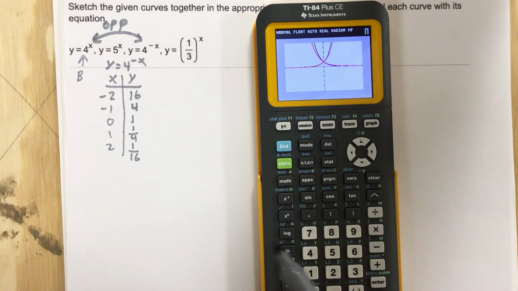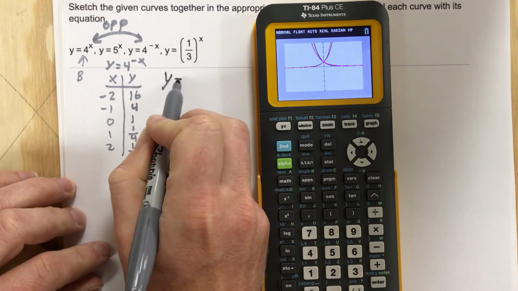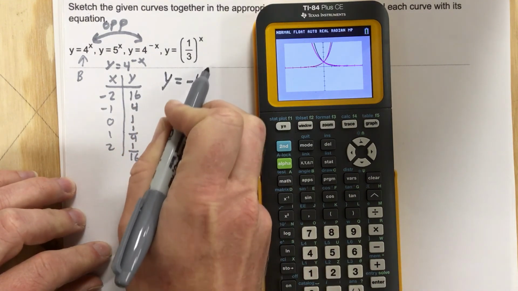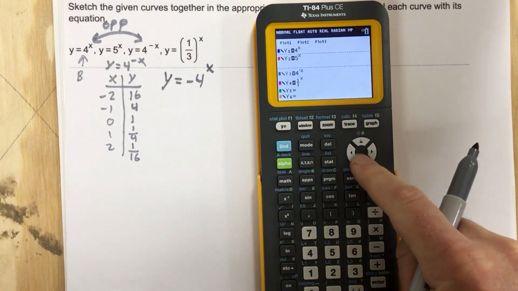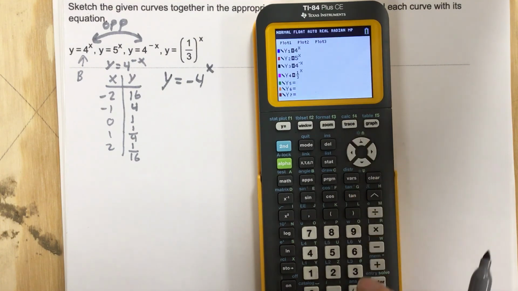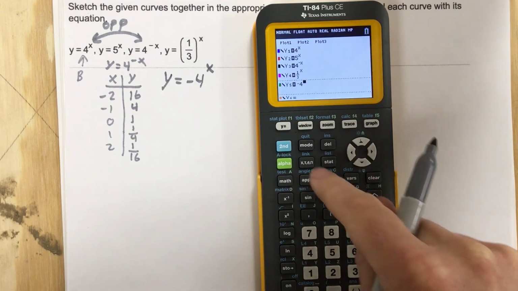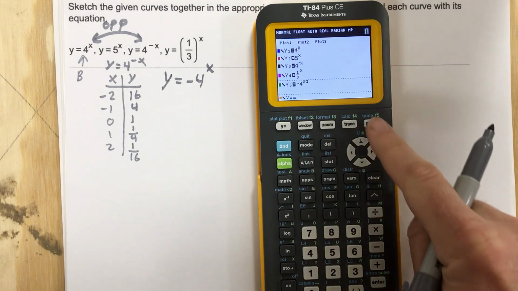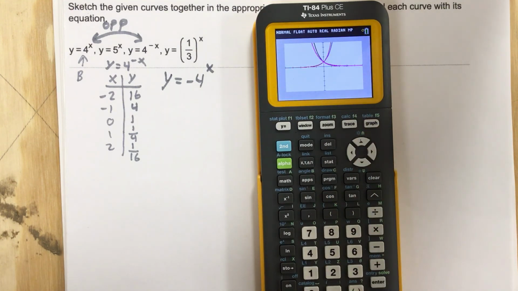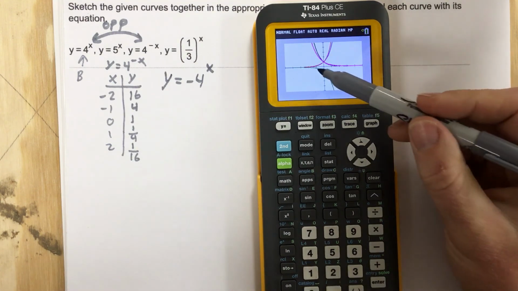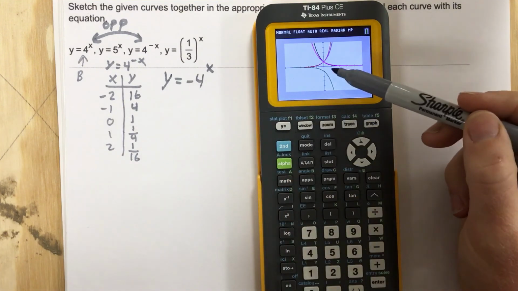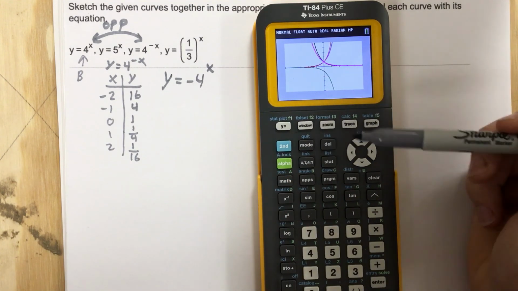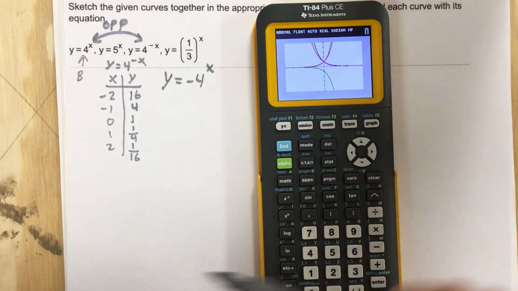Now I do want to show one more that's not written in here. What if we have y equals negative 4 to the x power? So let's go ahead and put that in there. Negative 4 to the x power. And you can see that this is now reflected across the x-axis. So anytime you put a negative in front, that's going to be reflecting across the x-axis versus reflecting across the y-axis there. So I hope that makes sense.